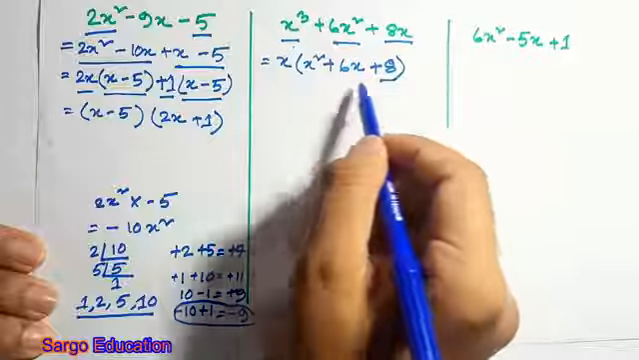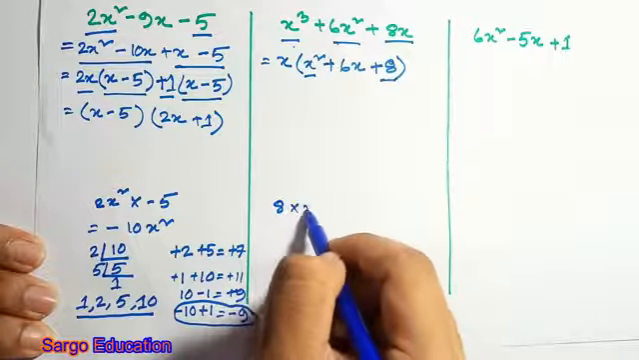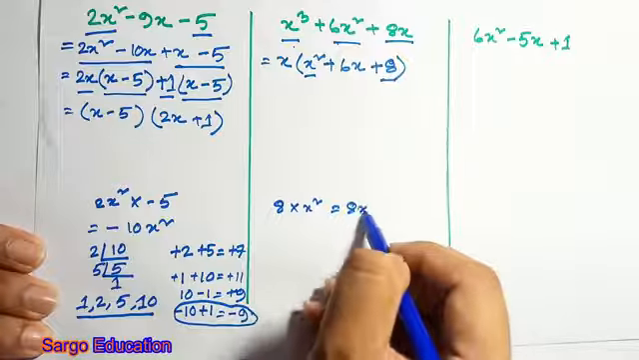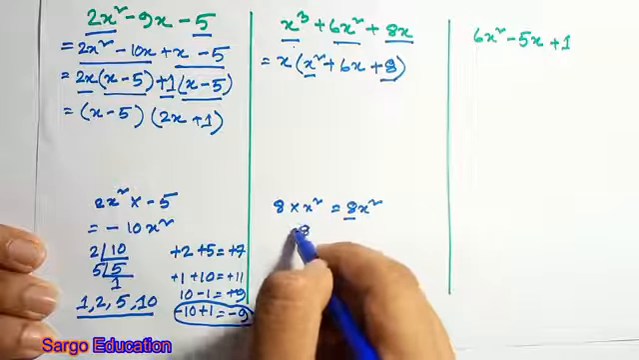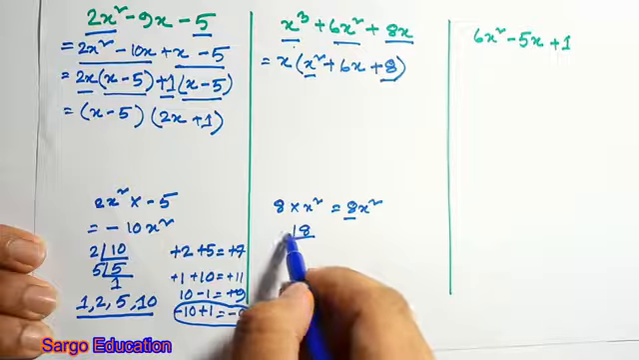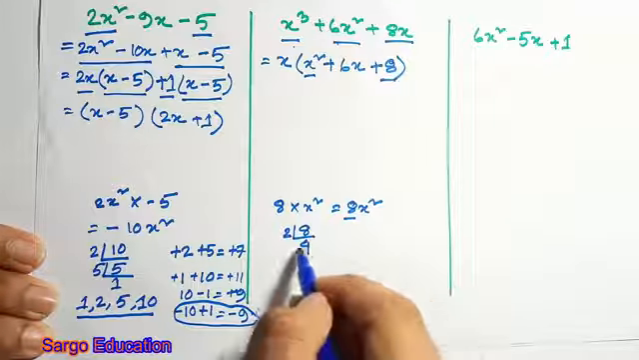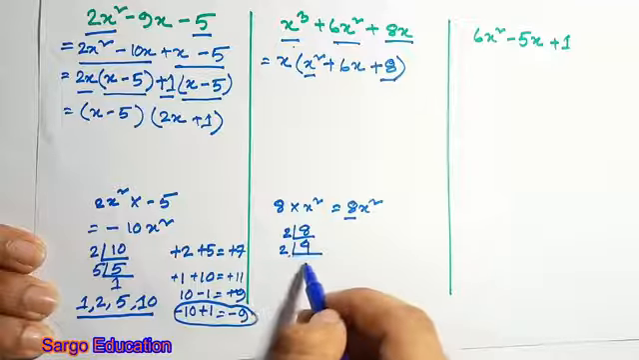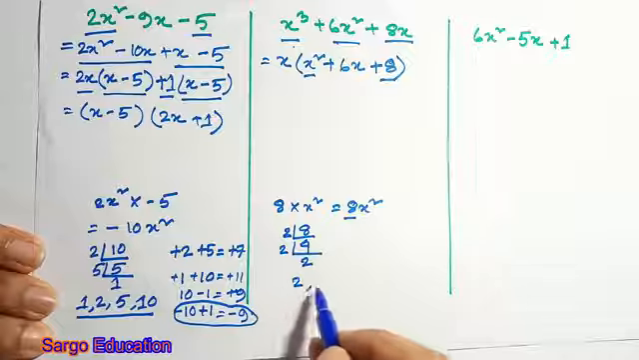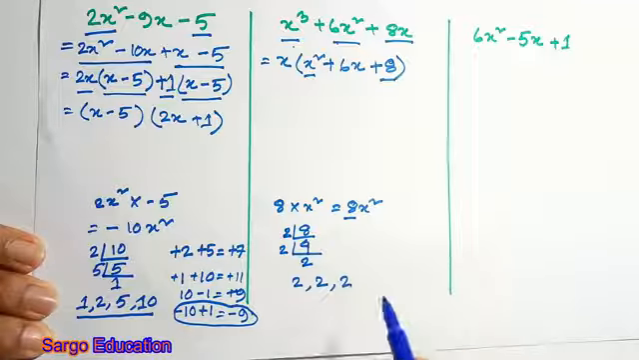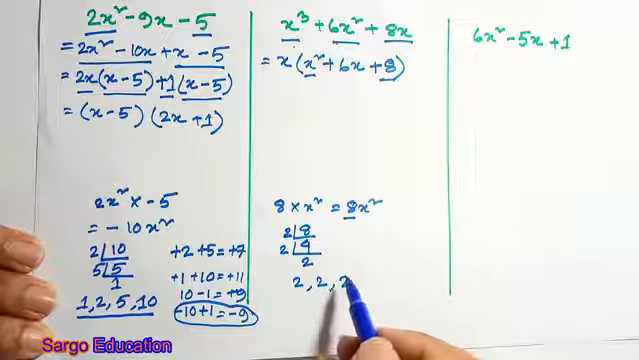So we can use the middle term method here. That is, we multiply 8 and x square. That is 8 into x square, it makes 8x square. Here the numerical term is 8. We find the factors of 8. 8 can be divided by 2, that result is 4. And 4 can also be divided by 2. Then the result is 2. So what are the factors of 8? 2, 2 and 2. That is 2 into 2 makes 4 and multiplied by 2 we get 8.